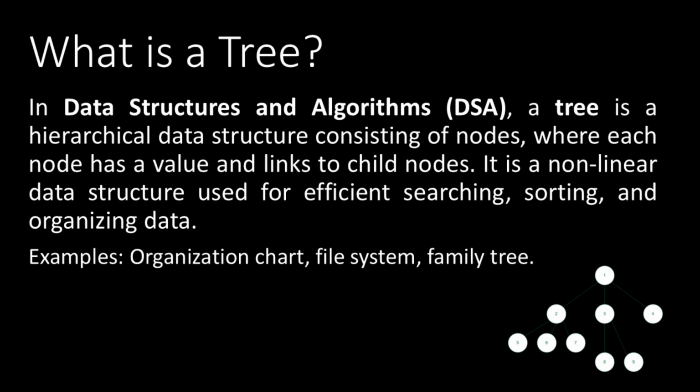In data structures and algorithms, a tree is a hierarchical data structure consisting of nodes where each node has a value and links to child nodes. It is a nonlinear data structure used for efficient searching, sorting, and organizing data. So here are some real life examples of trees. First one, organizational chart. Second one, file system, and the family tree.